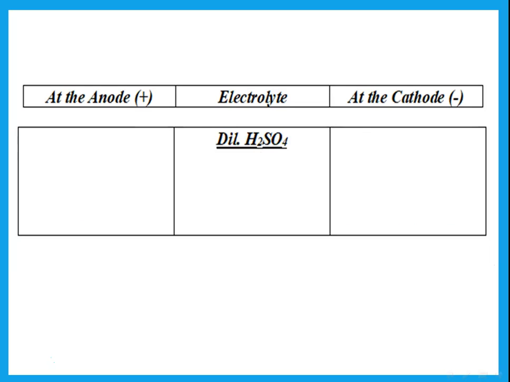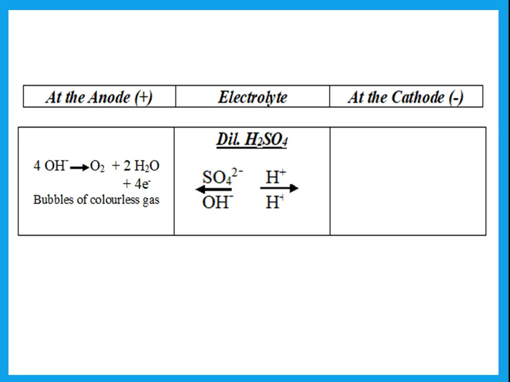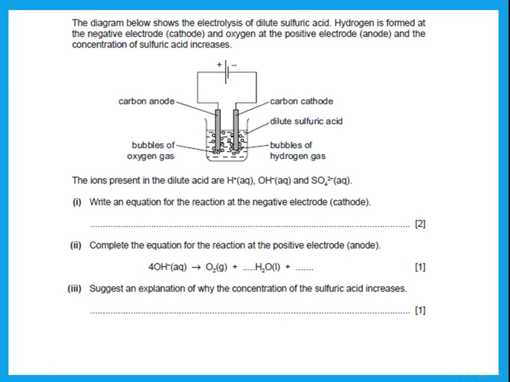Okay, what if we're doing dilute sulfuric acid? Again, which ions do we have? We have H+ and the sulfate from the sulfuric acid, and we have H+ and OH- from the water. Now we're comparing at the anode between sulfate and hydroxide, and we said when we compare between sulfate and hydroxide, which one reacts? The hydroxide reacts. Sulfate will never do anything in our electrolysis examples. On the other end, we have H+ ions, and that gives hydrogen gas, so we see bubbles of colorless gas.